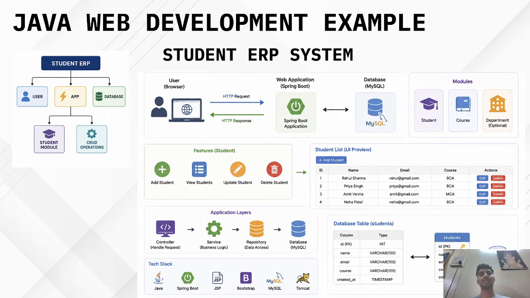Next, we have an example. For example, you can see the student ERP system. Here you can see the different types of users. For example, a student or a faculty member can be a user. The database holds the records of every student's details and every faculty member's information. Here you can see the user, the web application, which is Spring Boot, and the database, that is MySQL, which has features like add student, view students, update student, and delete, basically the CRUD operations which are performed in this.